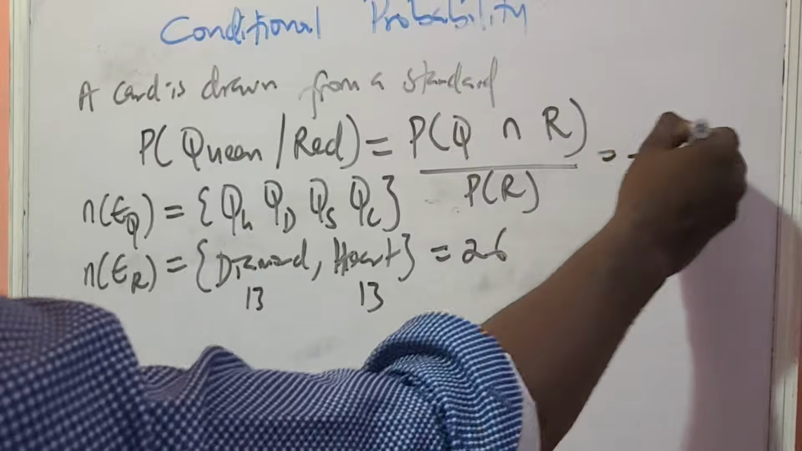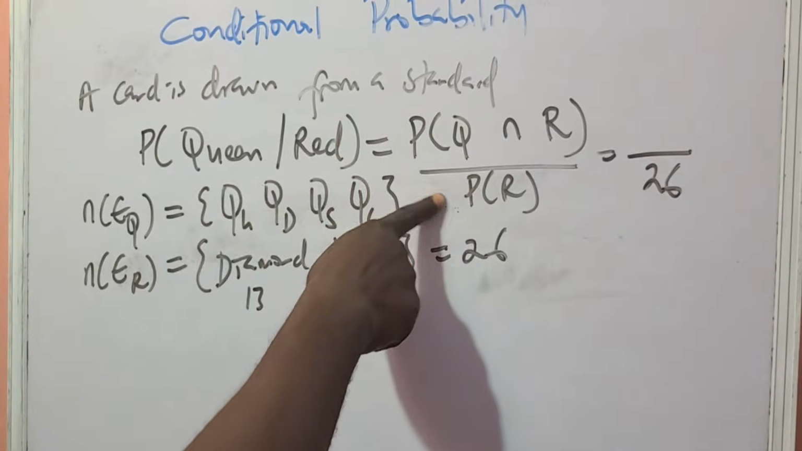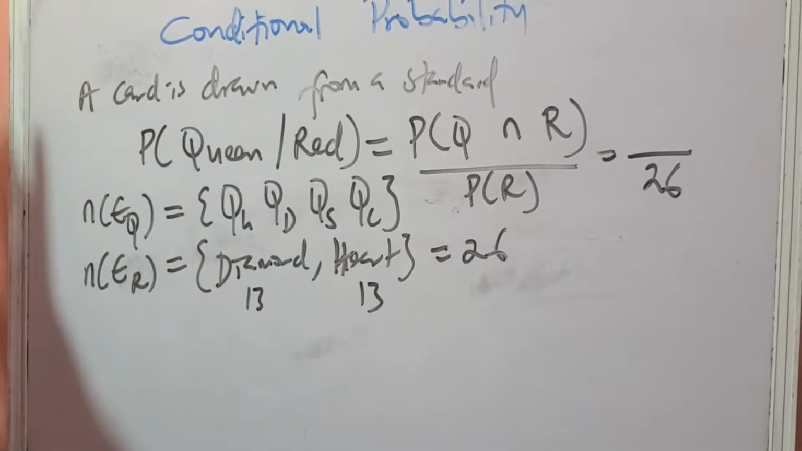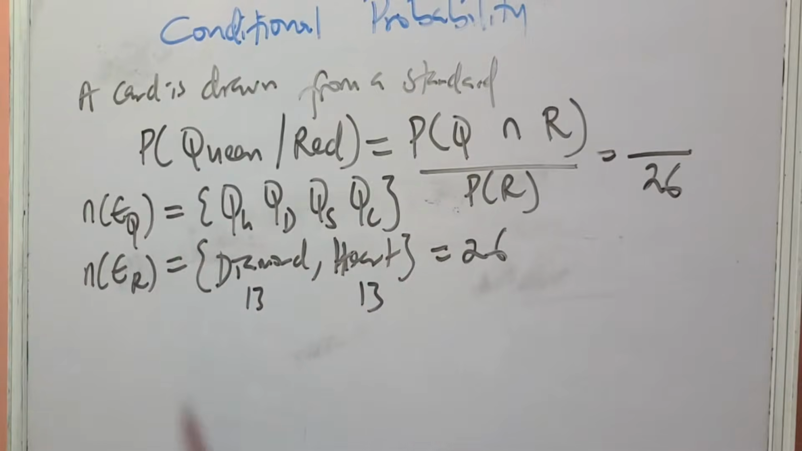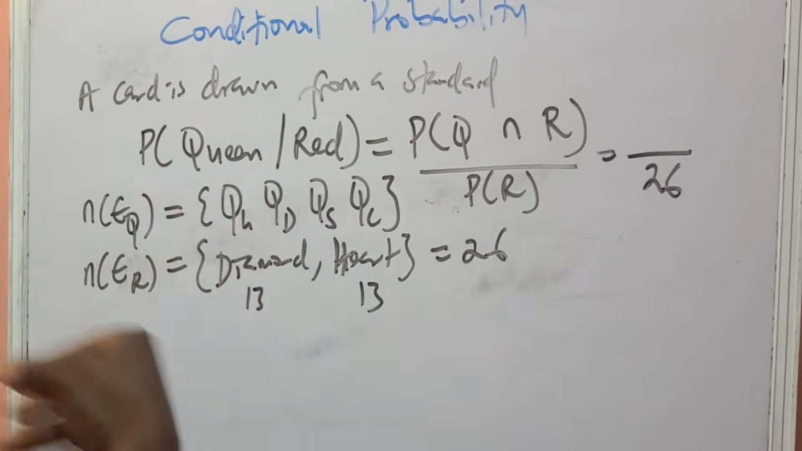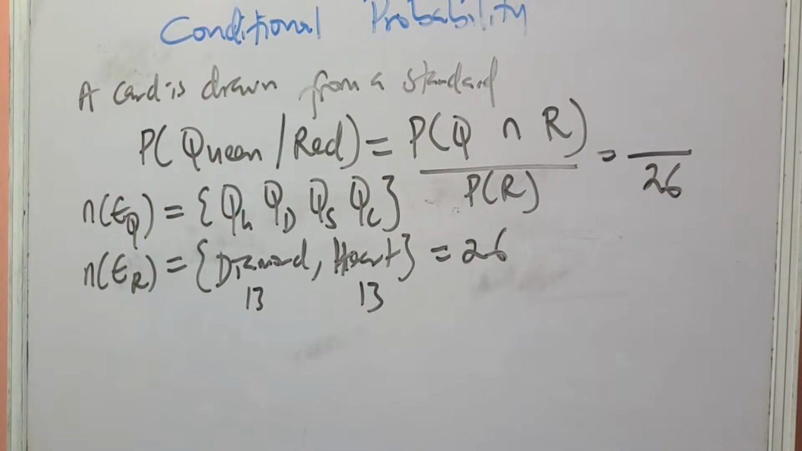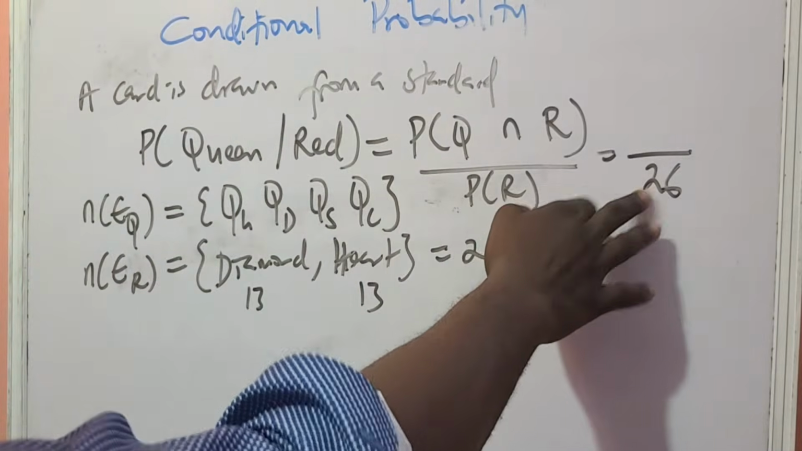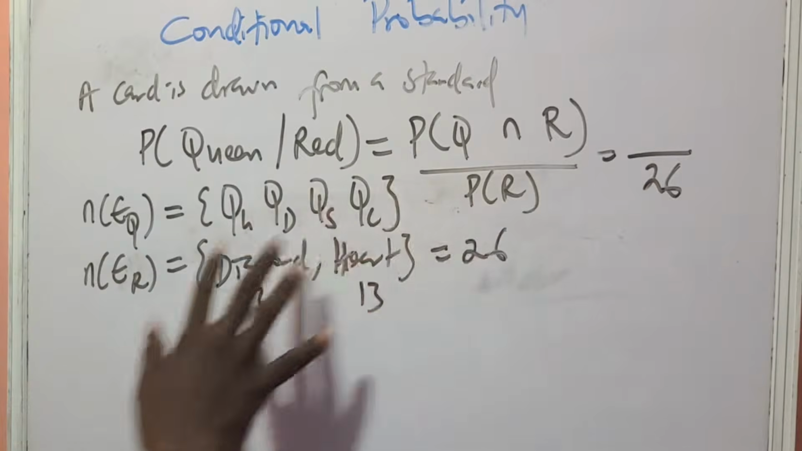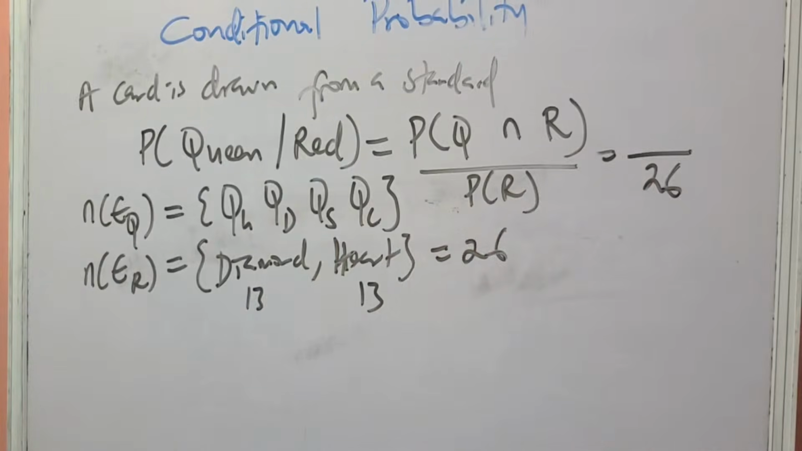I know already that my denominator is 26. I told you guys that when you are dealing with conditional probability, your sample space goes from the 52 that was the general sample space to the condition attached to your probability, which was red. That will be your new sample space. That's how we got 26, because the number of elements in the event of red cards is 26.